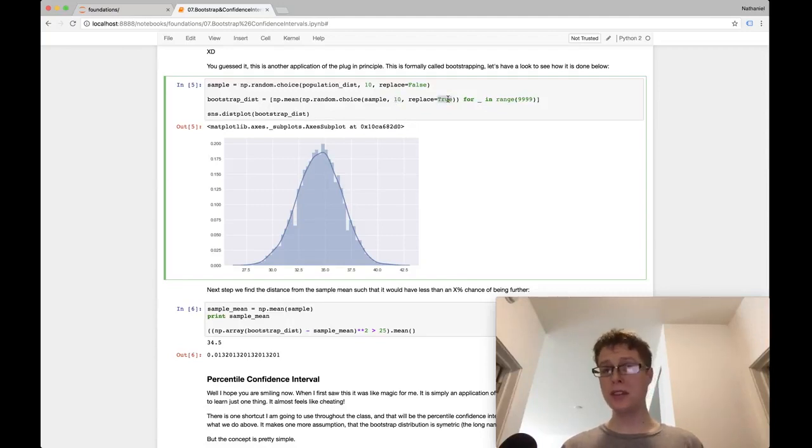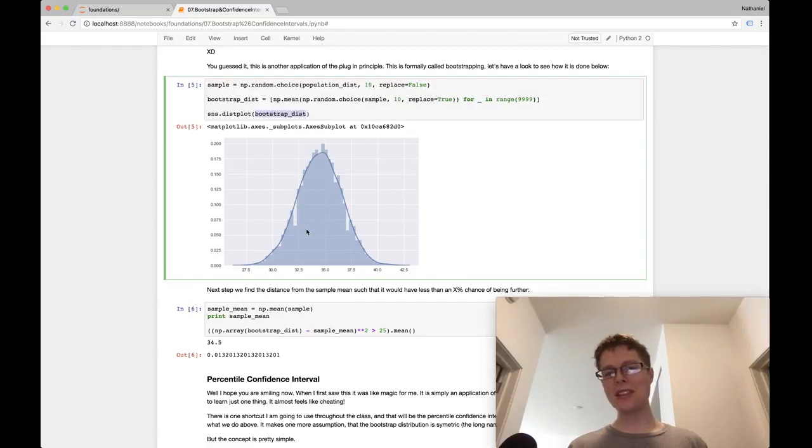The only difference is we sample with replacement, and we talked about why we needed to sample with replacement before. We then take the function that we are interested in, in this case the mean, for each of these samples. We do this 10,000 times. Doesn't really matter. And now we get what I call the bootstrap distribution.